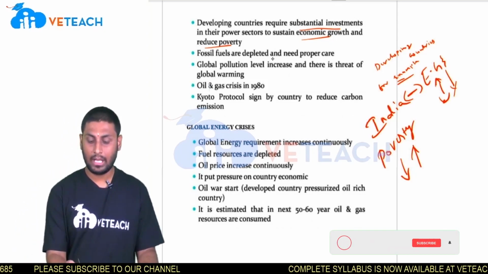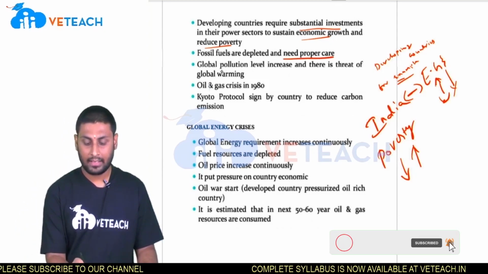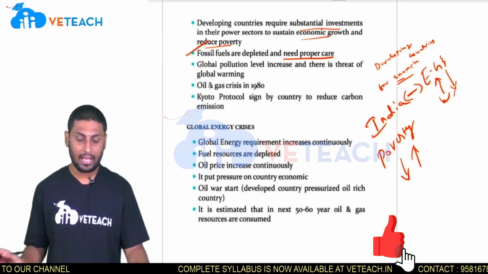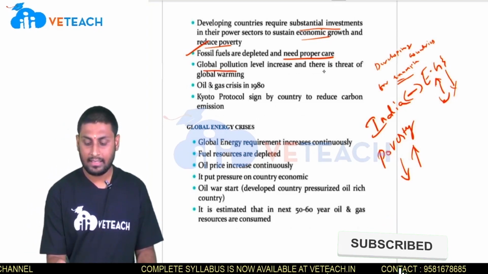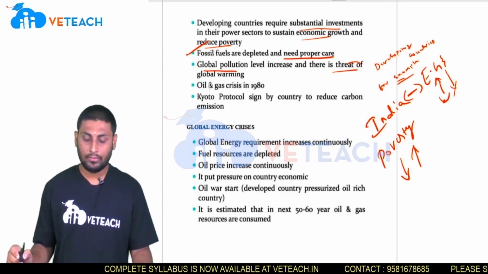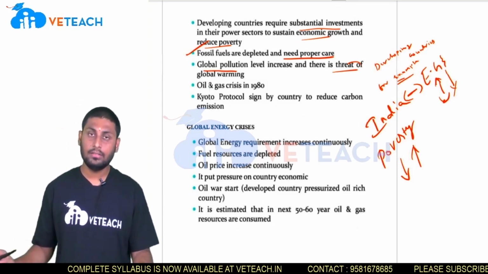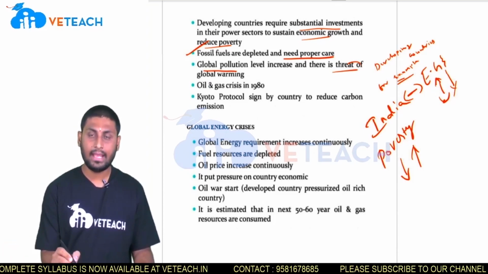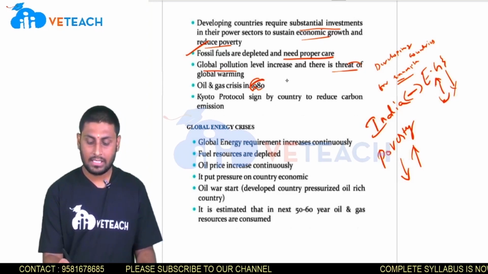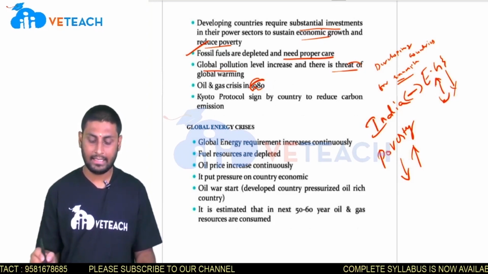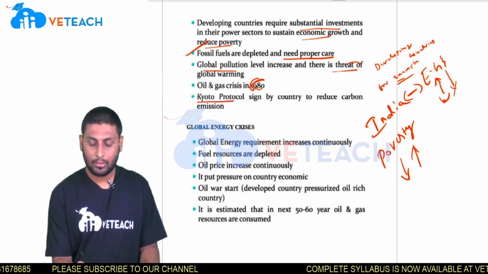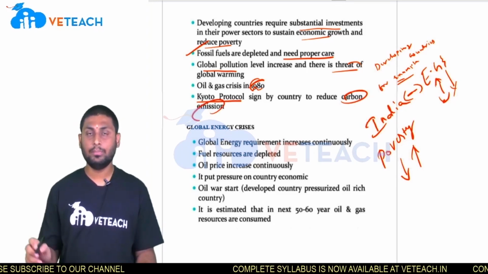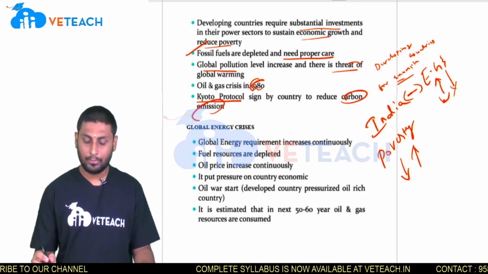Fossil fuels are depleting and need proper care. As global population levels increase, there is a threat of global warming. If the global population is increasing, there is a chance of global warming happening. There was an oil and gas crisis in 1980, a reduction in oil and gases in that year. To reduce carbon emissions, countries use the Kyoto protocol.